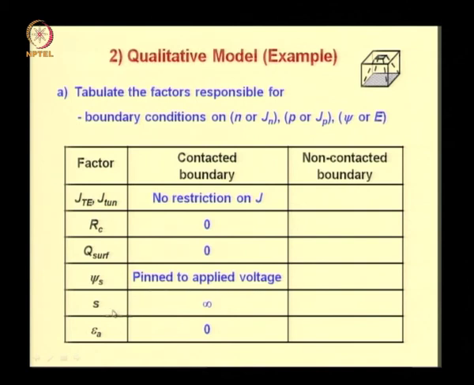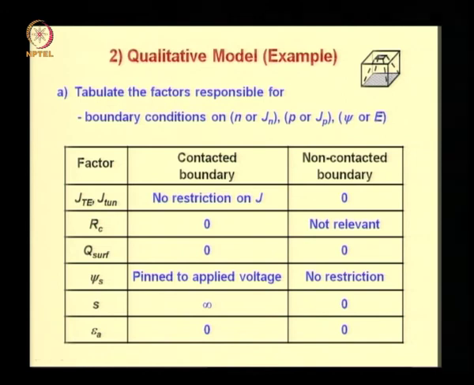The surface recombination velocity is assumed to be infinite, which means the carrier concentrations are equal to the equilibrium values at the contacts. Finally, ambient dielectric constant is assumed to be 0, which is not really true in practice, because you know that the ambient, if it is vacuum, has a dielectric constant of 1. However, we will assume it to be 0, which means no field escapes from the device.